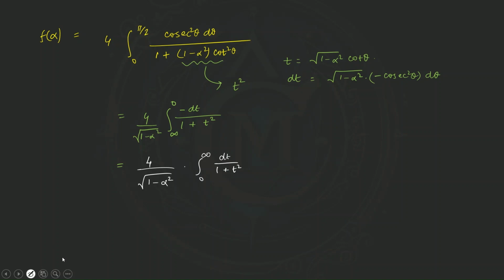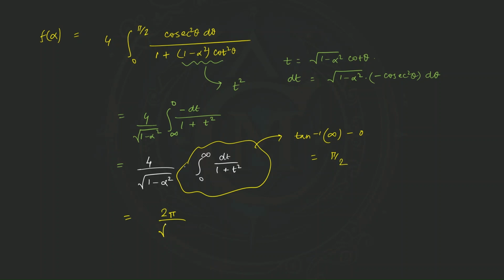Now this integral we all know is standard, so it is equal to tan inverse infinity minus 0, right? So tan inverse infinity is pi by 2, so we get our answer as 2 pi divided by root under 1 minus alpha square. So f of alpha is this.